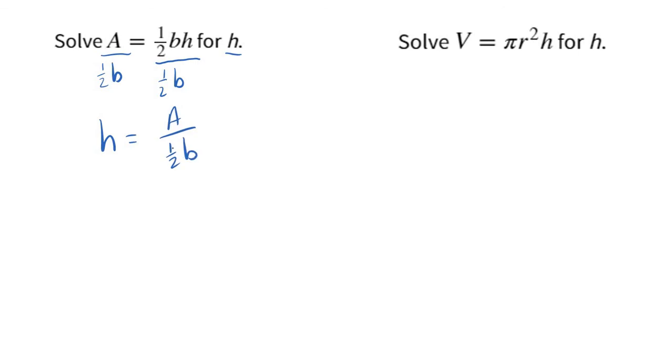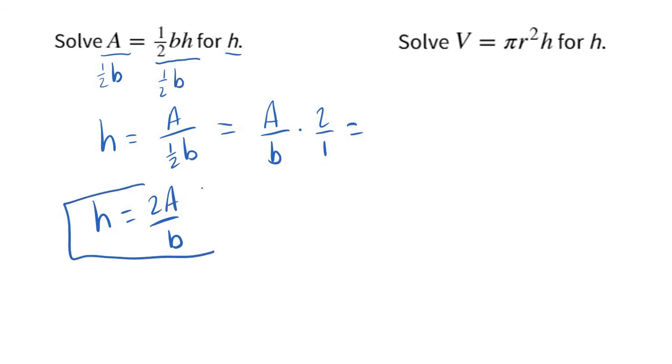Now you do have a fraction on the bottom. That could be a little awkward, so here's another way we could write that. That would be the same as a over b, and then dividing by a fraction, remember, same as multiplying by its reciprocal. So I could write this as h equals 2a over b. In fact, this is the way I would probably prefer to write it, but this really means the same thing. Okay, I want you to feel comfortable with either one. How about this one?